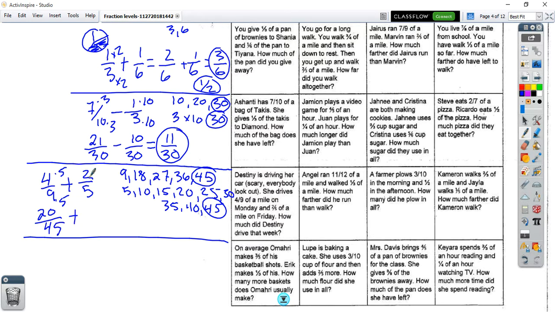Then we did 5 times 1, 2, 3, 4, 5, 6, 7, 8, 9. This was times 9. This is times 9. 2 times 9 is 18. 5 times 9 is 45. We subtract, or we add them. 20 plus 18 is going to be 38 out of 45. And that is my final answer.